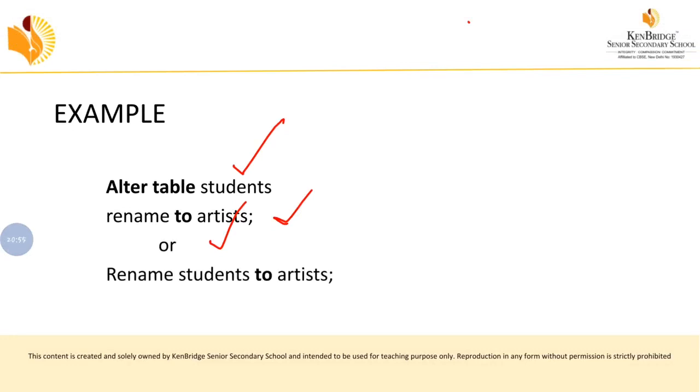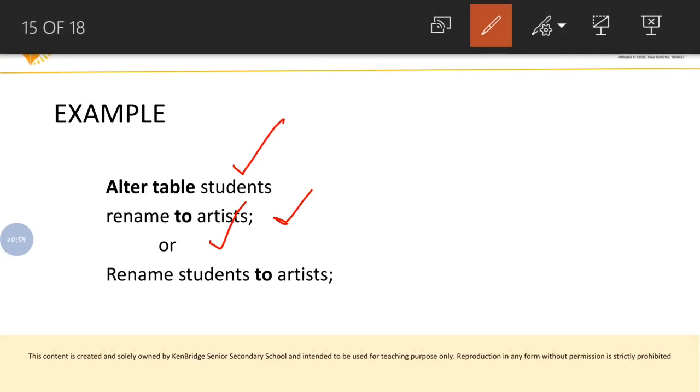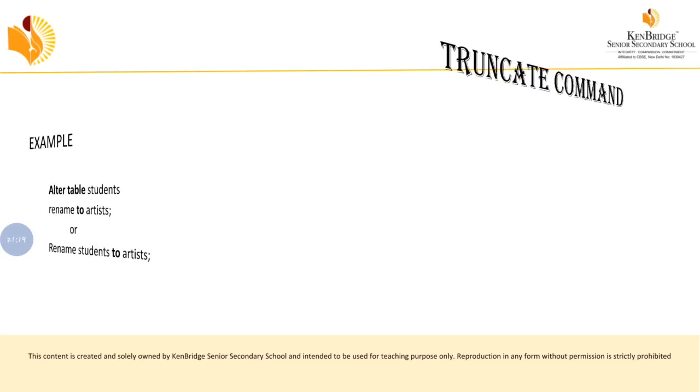Using the rename command, how to do that? Rename old table name to the new table name, right? We know that the old table name is student and the new table name is artist. So just simply rename student to artist, then the table name will be renamed. This is the way to write the rename command. You have to write it like this.